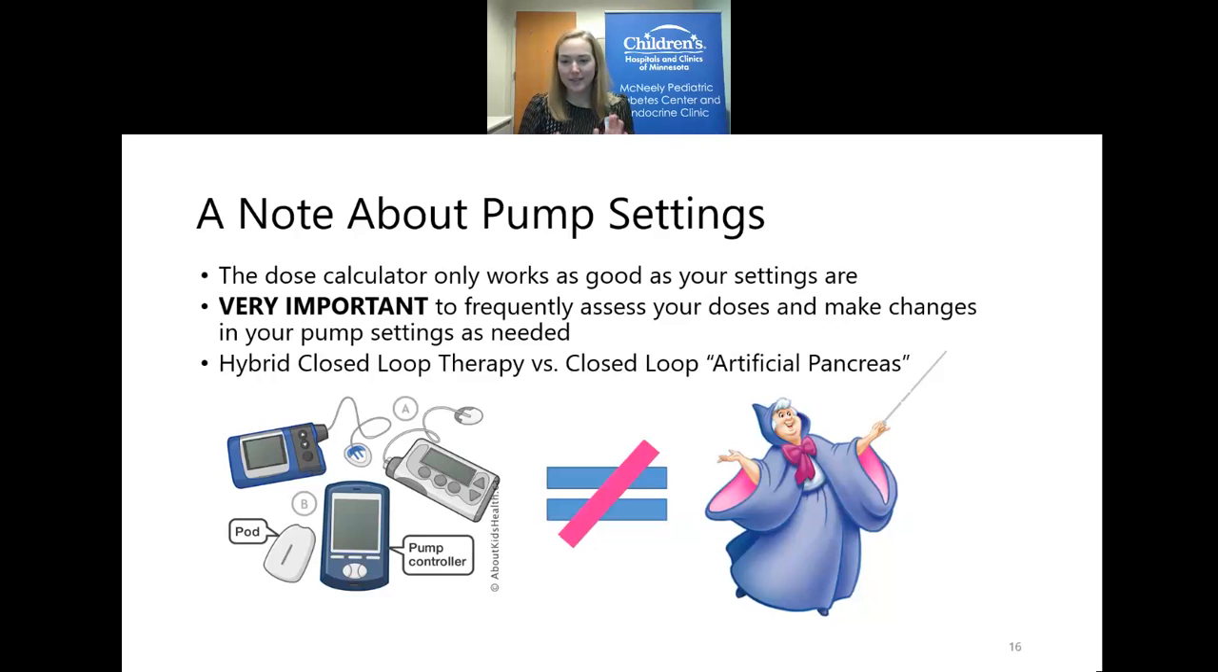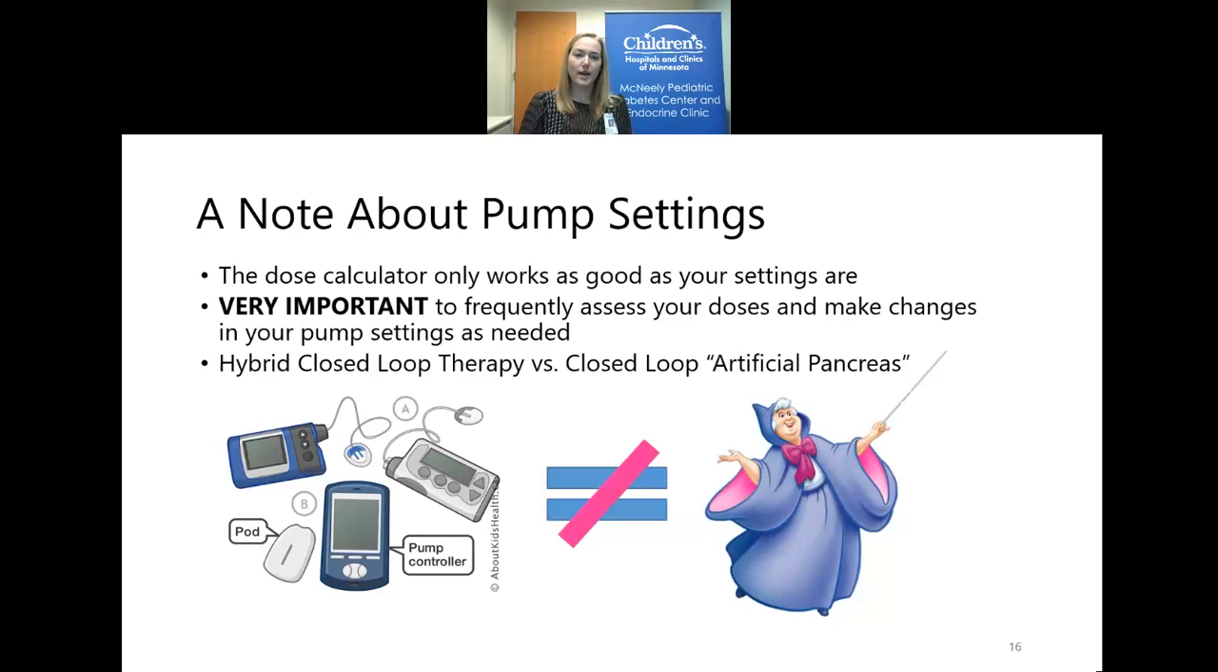It doesn't. You still need to put work in. Again, I don't want to turn you away from pumps. I think they're great. I've been on a pump for over 15 years. But we just have to make sure we understand we still have to put work into it.